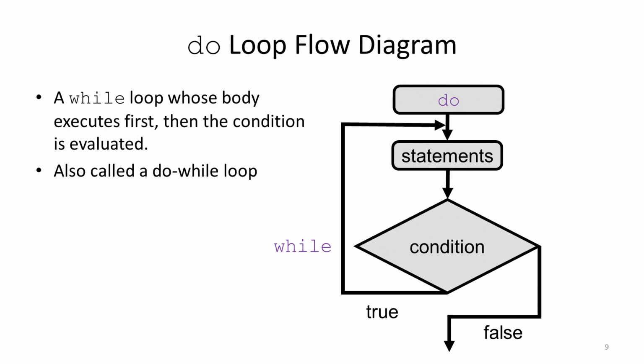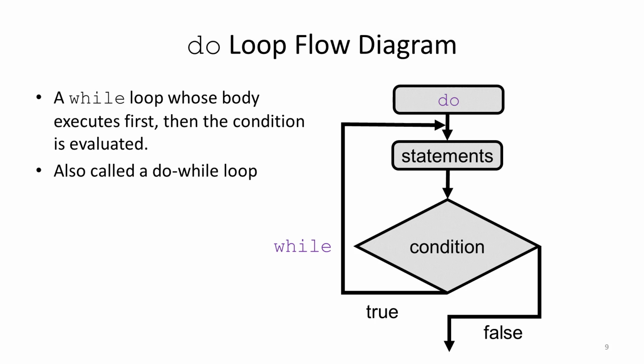For this next part of the lecture, we'll introduce a do loop, also called a do-while loop. A do-while loop is a while loop whose body executes first, then the condition is evaluated. This means the body of the loop is guaranteed to execute at least one time. This is useful when you want to ensure the body of the loop executes at least once.